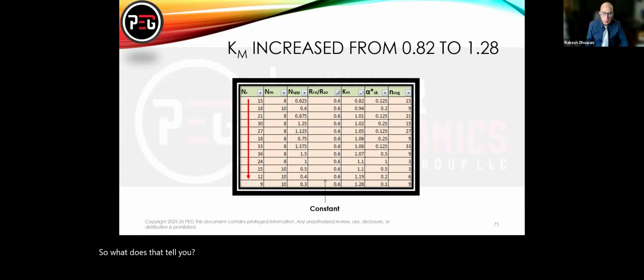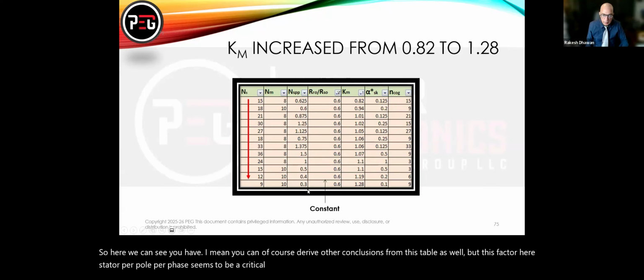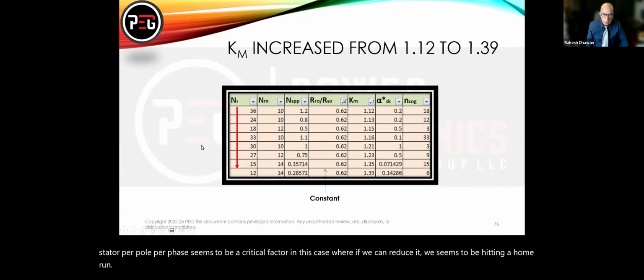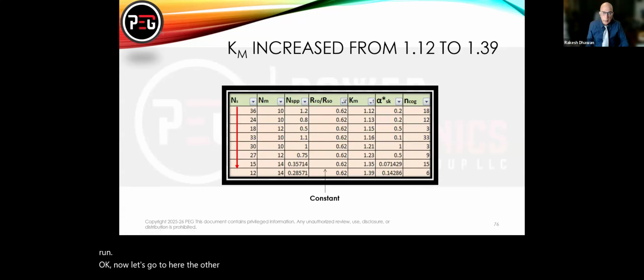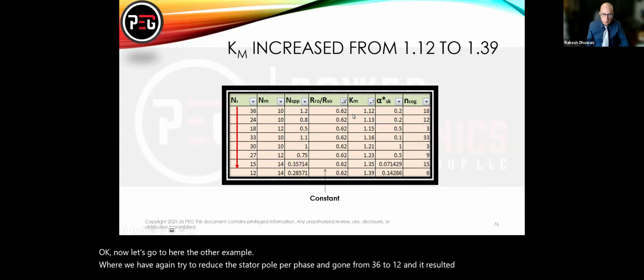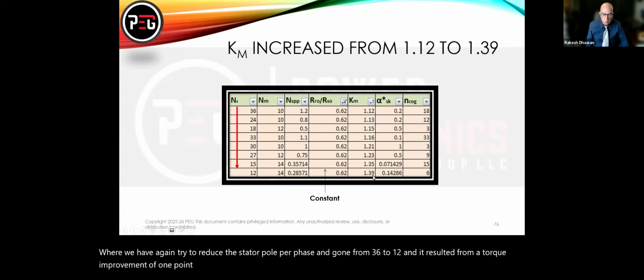So what does that tell you? Here you can, of course, derive other conclusions from this table as well. But this factor here, stator slots per pole per phase, seems to be a critical factor in this case, where if we can reduce it, we seem to be hitting a home run. Okay, now here's another example where we have again tried to reduce the stator slots per pole per phase and gone from 36 to 12, and it resulted in a torque improvement from 1.12 to 1.39, right?